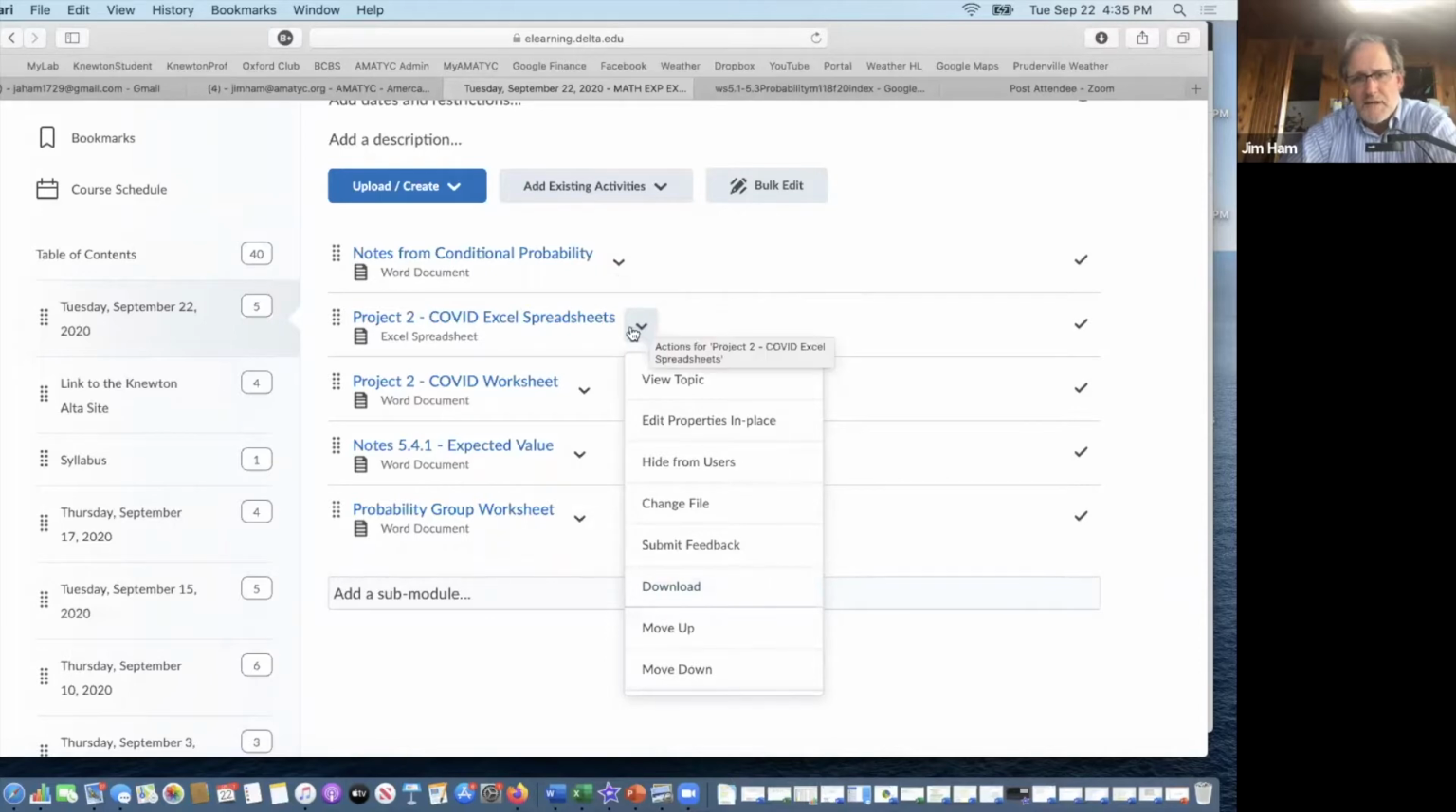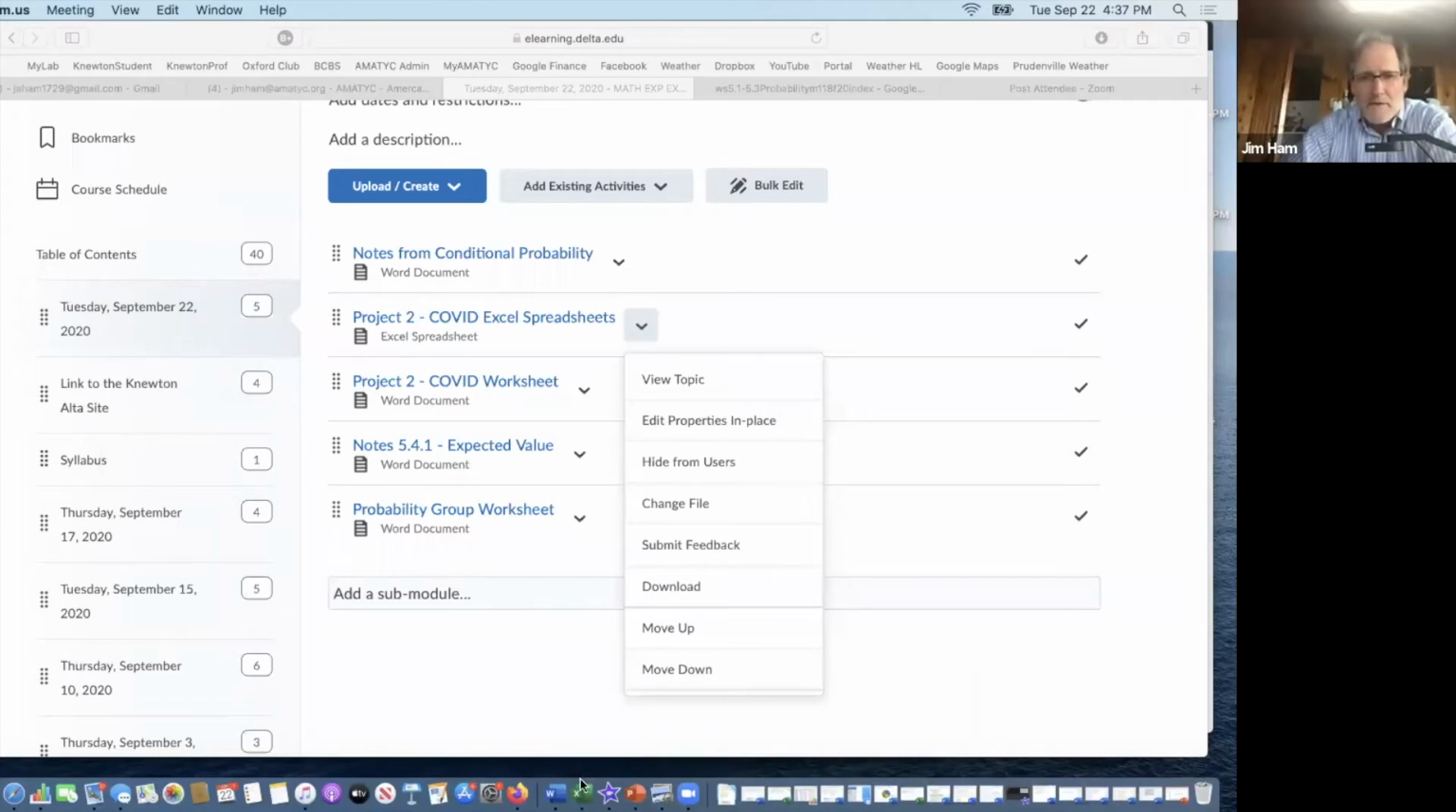And here's just another one. Be sure that you download this spreadsheet. I'm going to take you to it so you'll see what it looks like. The other thing that you're going to want to download is the worksheet, the COVID worksheet. It's a bunch of problems that are related to the spreadsheet.